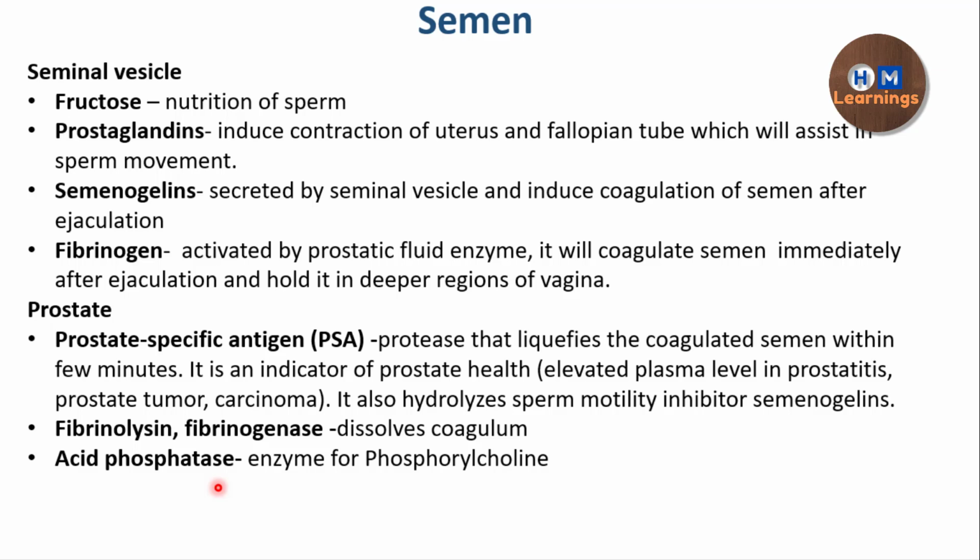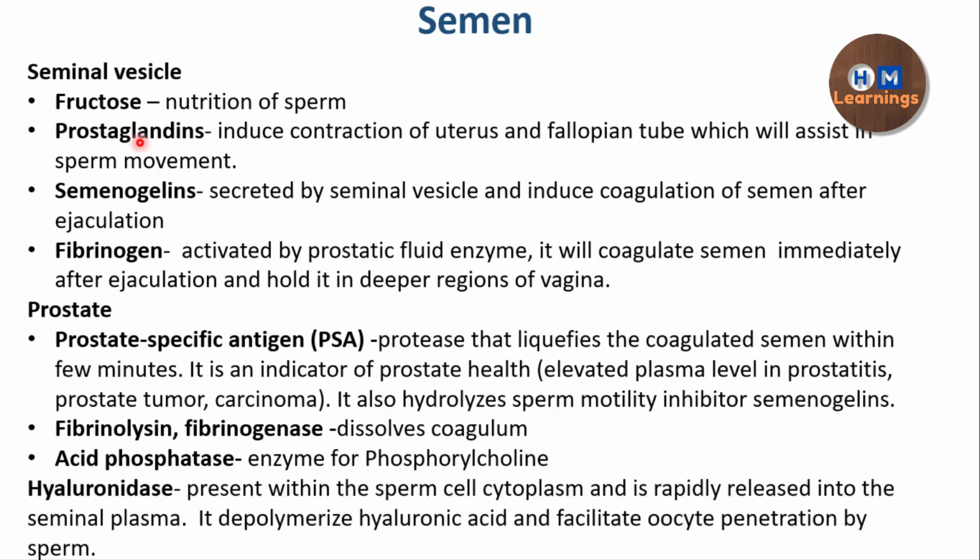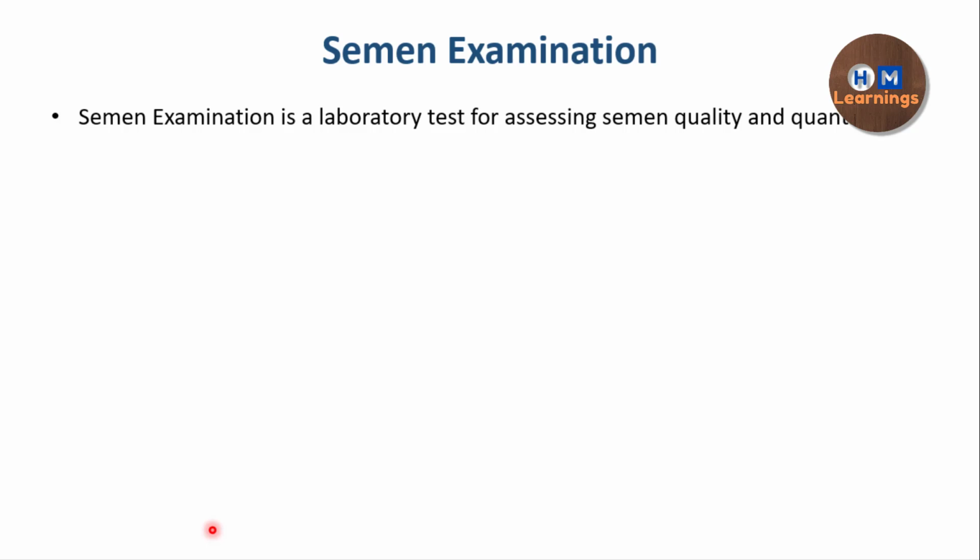Then acid phosphatase, I can't find the specific function of acid phosphatase, but it is an enzyme for the phosphocholine, which is actually a product released by the seminal vesicle. And then there is hyaluronidase. This hyaluronidase is actually present inside the sperm, in the cytoplasm of the sperm, and it is released into the seminal plasma, and it has a very important function of depolymerizing the hyaluronic acid which is surrounding the ovum. That is going to allow its entry around the ovum and finally penetrate or fertilize the ovum.